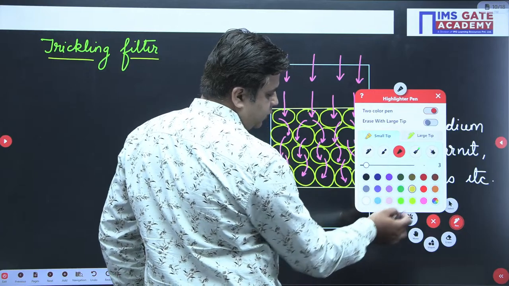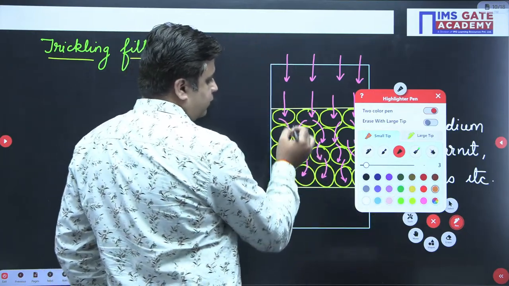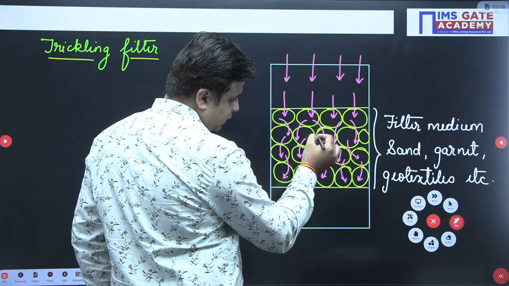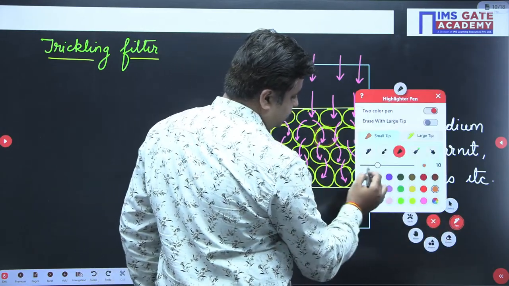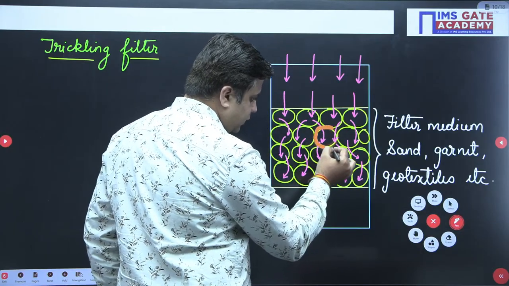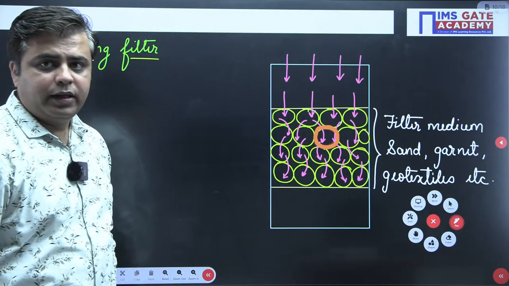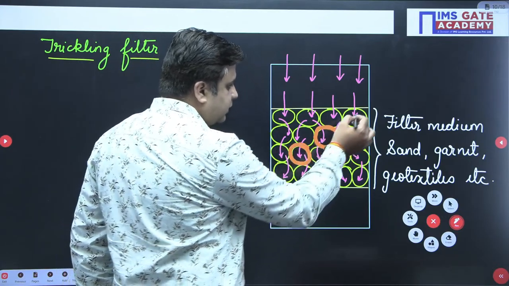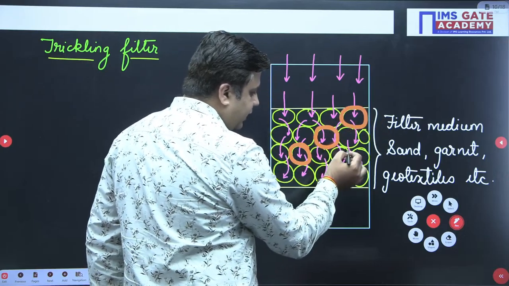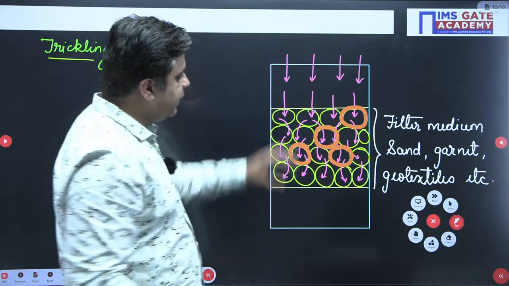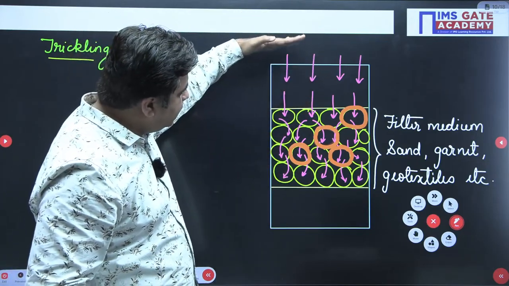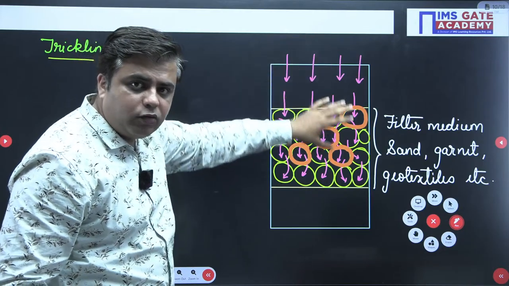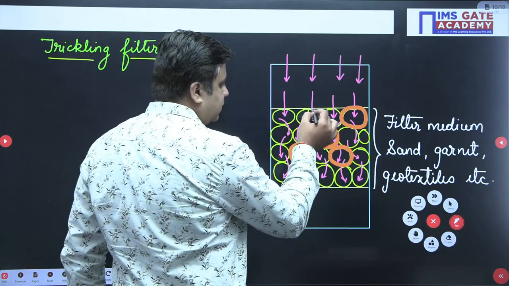So this is the thing. I think this will be visible. Yeah. So this is how this biomass gets attached over the filter medium and forms a layer which is known as the slime layer. This is the slime layer, right? This is the layer of biomass that is present in the waste water already. So, when you allow the waste water to trickle over the filter medium, the biomass present in the waste water forms a layer over the filter medium which is known as the slime layer.